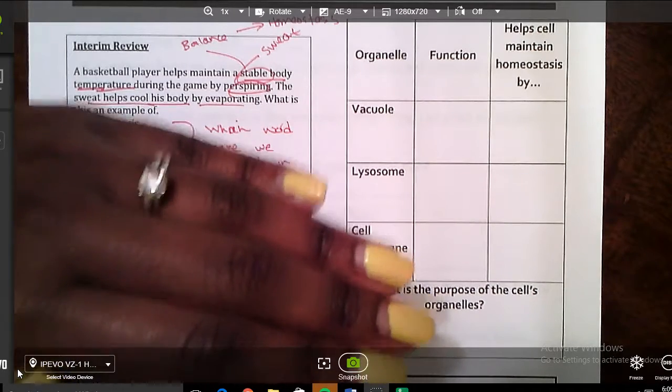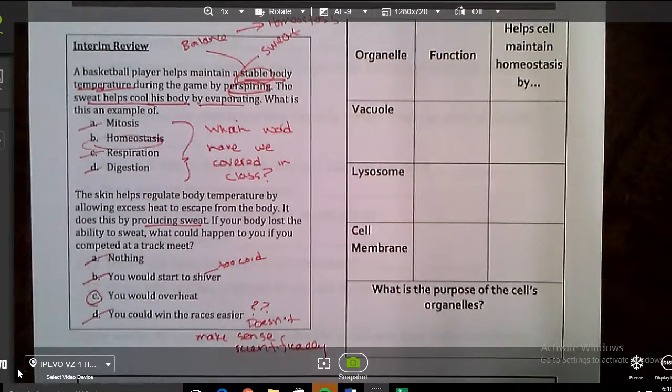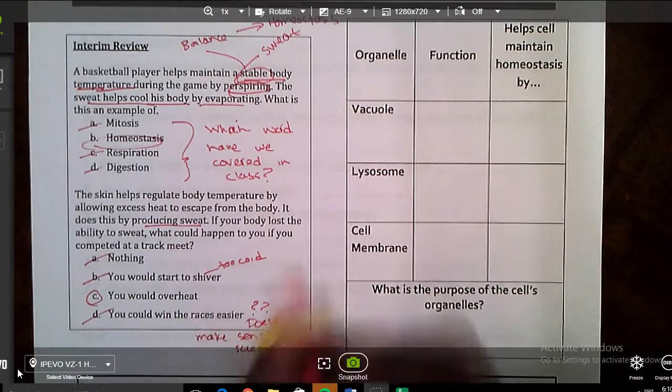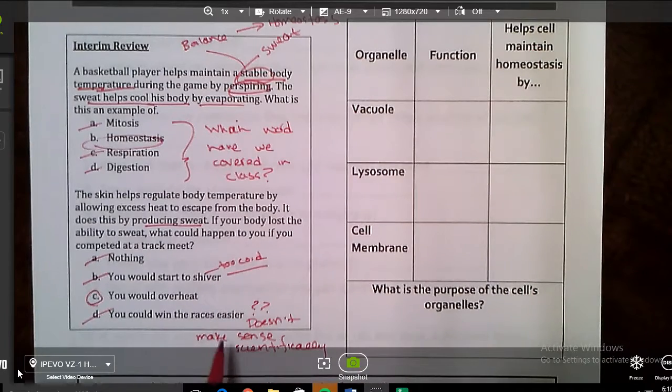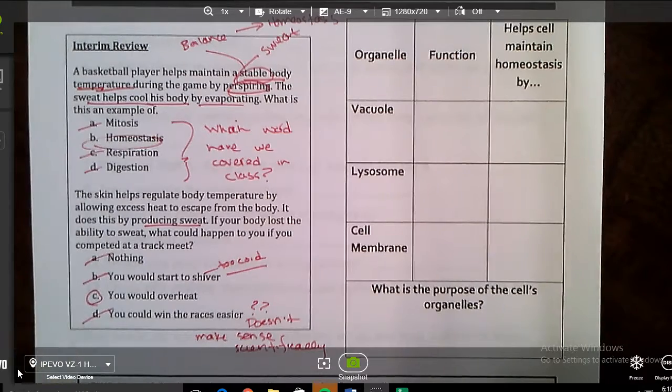All right, we're going to reveal our answer. Hopefully your answer looks like this. Nothing. We're going to take that out. You would start to shiver. This happens if you're too cold. You could win the race easier. This doesn't make sense scientifically. The correct answer is you would overheat.